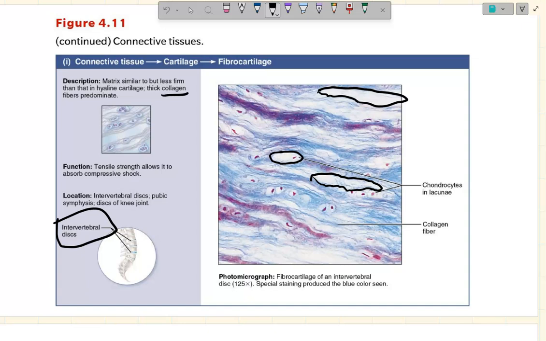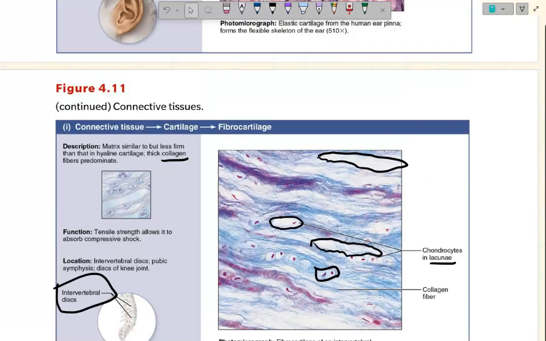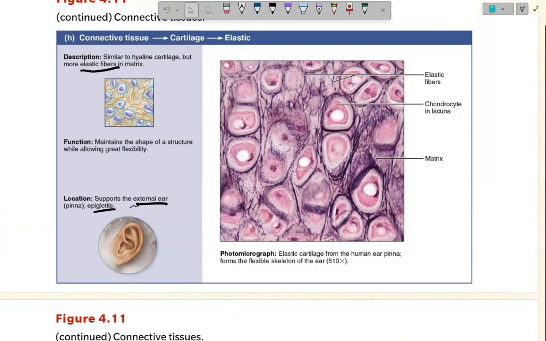We still see chondrocytes, right? We have those chondrocytes in the lacunae. And again, these are really identifiable cells for cartilage in general. We see that up here as well. So we see cells over here and these little white pockets. So chondrocyte and lacunae over here, the little pockets that house the chondrocytes.